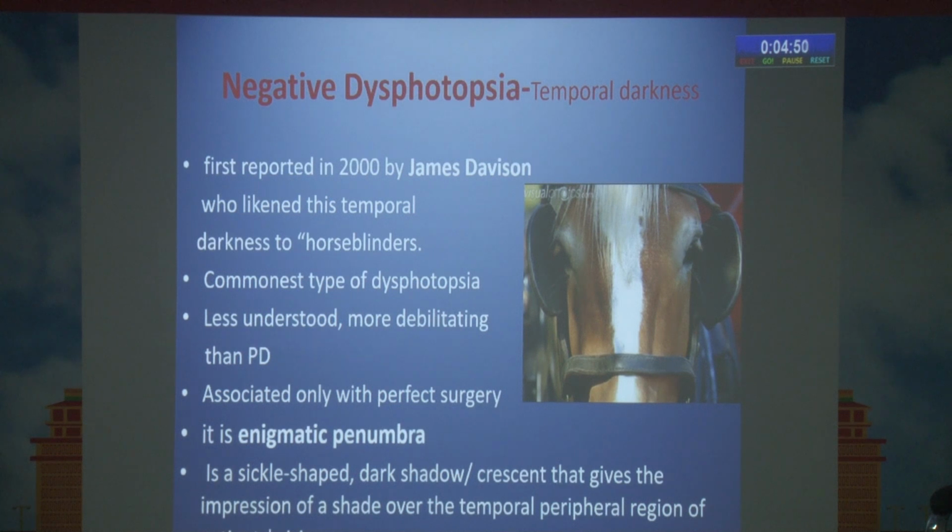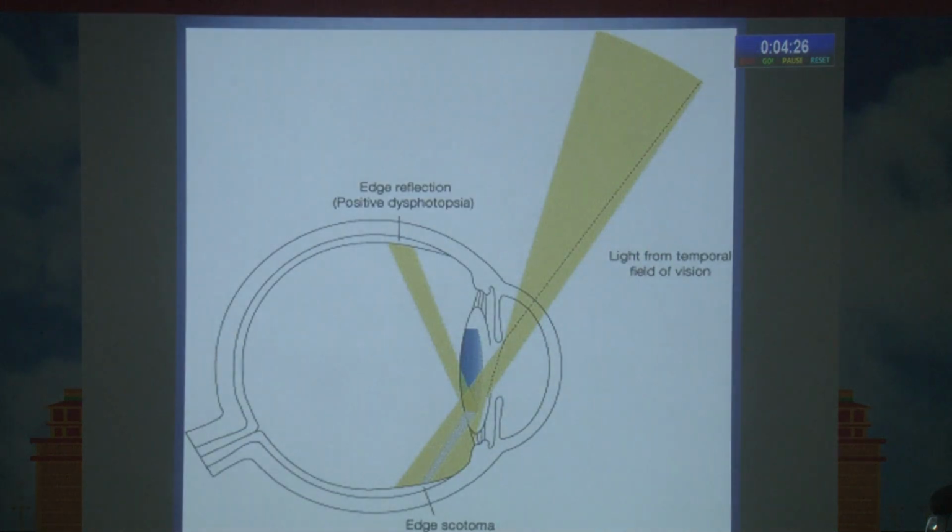Negative dysphotopsia was reported for the first time in 2000, and it is the commonest type. It is less understood, more debilitating, and it unfortunately occurs only with a perfect surgeon, perfect surgery, good IOLs. It is a sickle-shaped dark shadow or a crescent that gives the impression of a shade over the temporal peripheral region of the patient's vision and has been likened to horse blinders. So why does it occur?